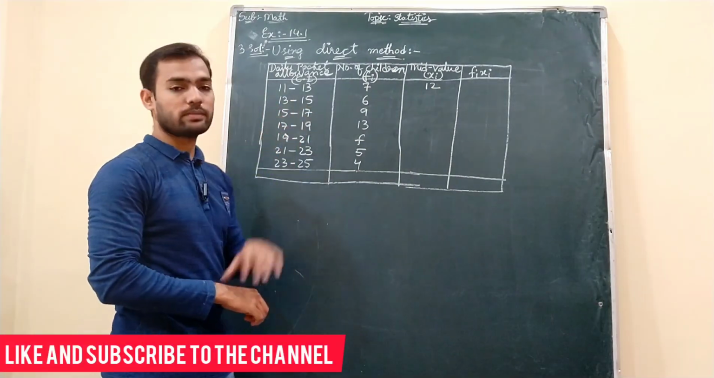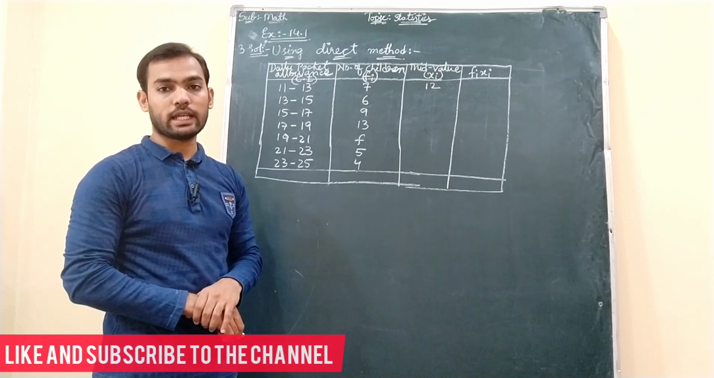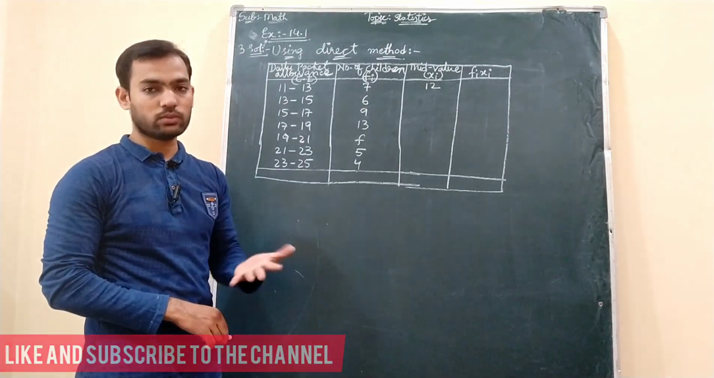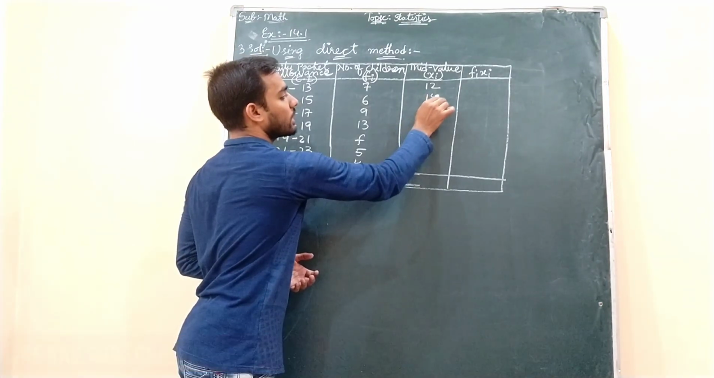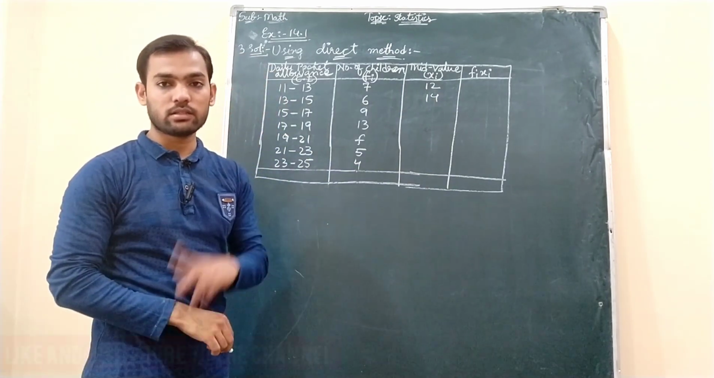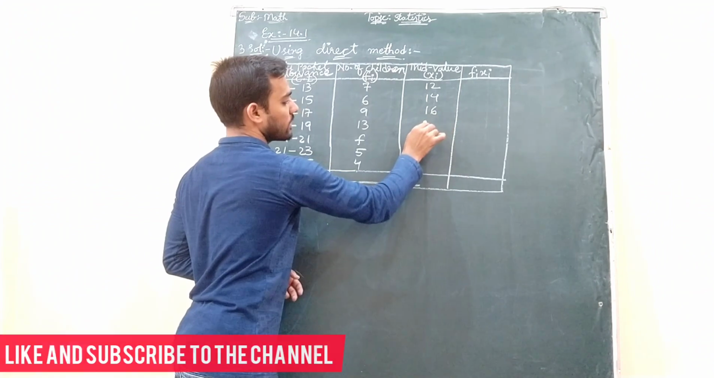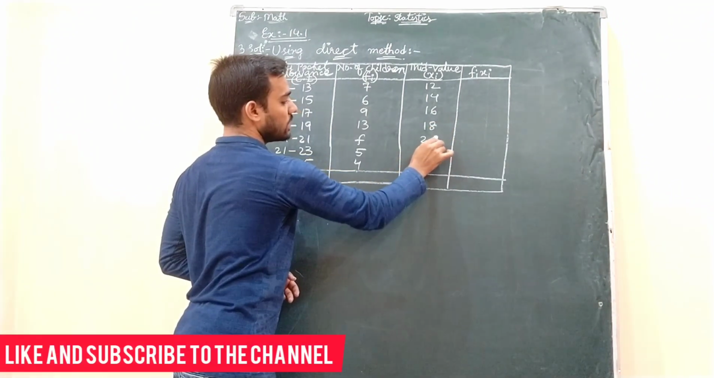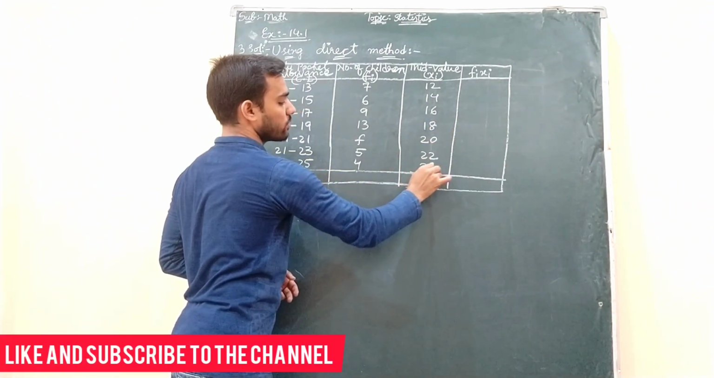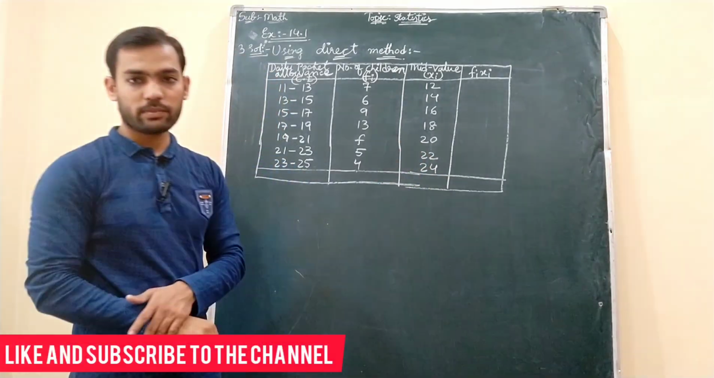Next, 13 plus 15 is 28. If you divide 28 by 2, you will get 14. How much has it increased? 2. So just go on increasing by 2: 16, 18, 20, 22, 24. We got all the mid values.